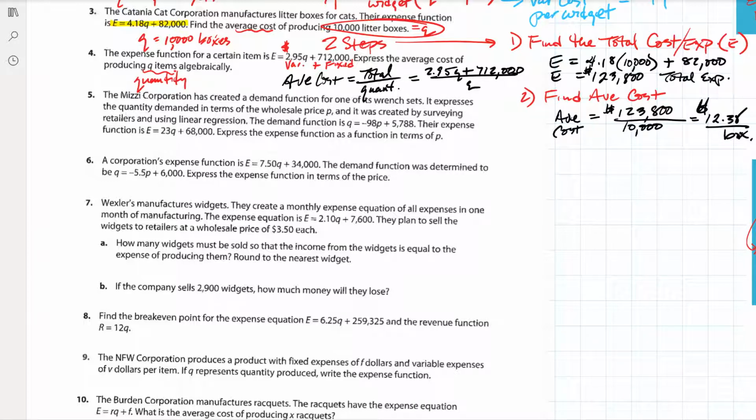It says to express the average cost of producing Q items algebraically, in terms of Q. So if we knew what Q was, all we'd do is substitute it in there, solve and simplify, and then you're good to go.